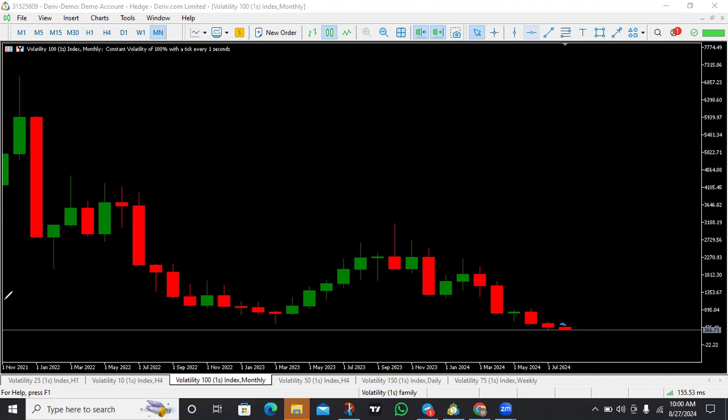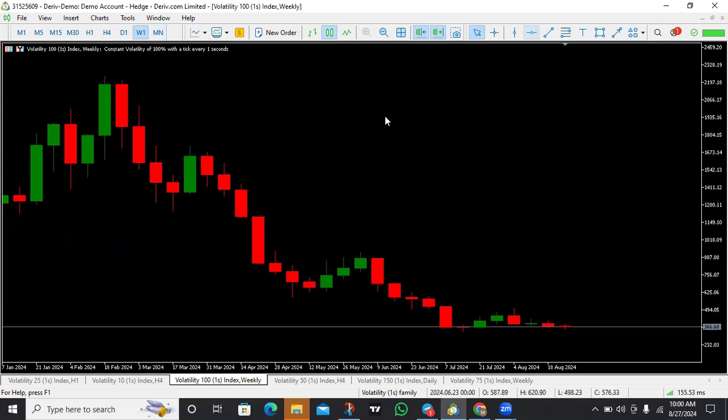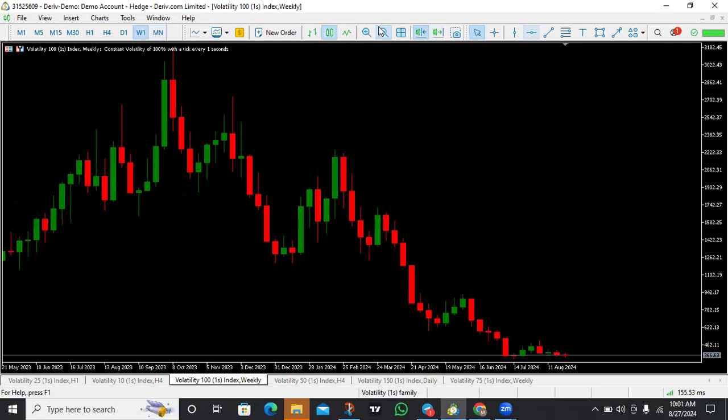Now, let's go down to the weekly time frame. So from the weekly time frame, this is synthetic indices. They don't give you much data like that on the higher time frame.